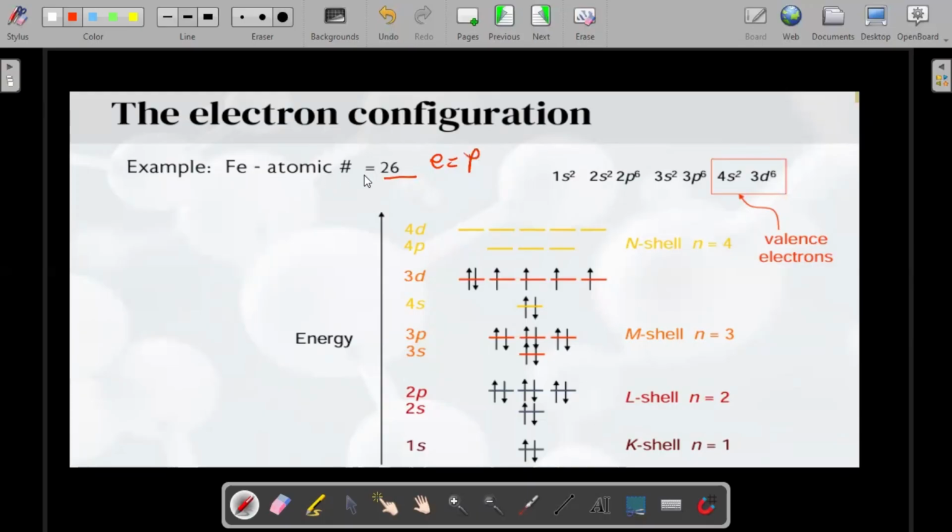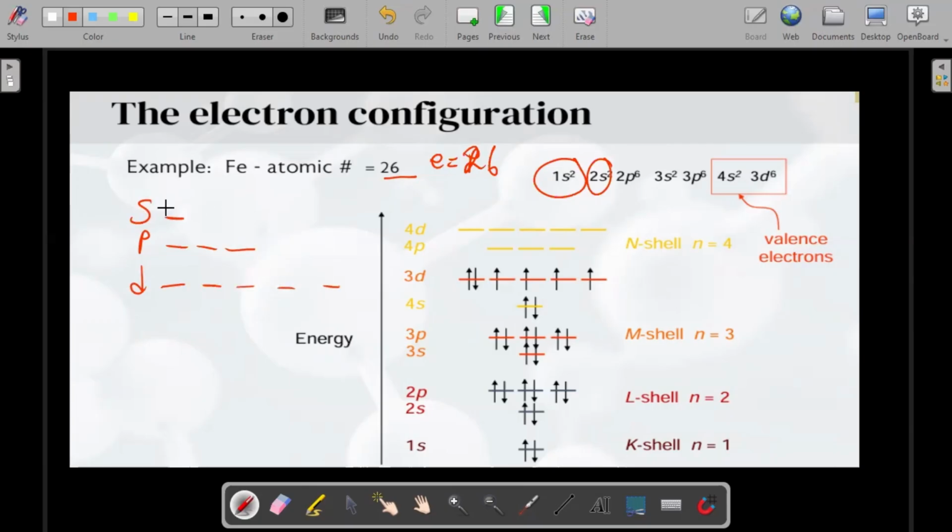So if the proton number is 26, the electron number is also 26. To come up with the electron configuration, we follow our arrangement. You start with the 1s, which is the lowest energy level, then you go to the 2s. Remember, the s subshell has 1 orbital, the p subshell has 3 orbitals, and the d has 5 orbitals.